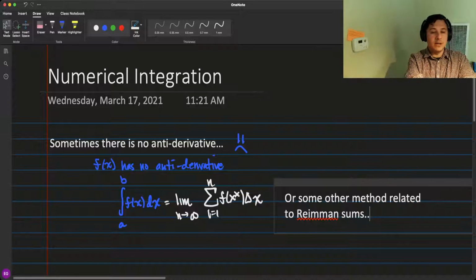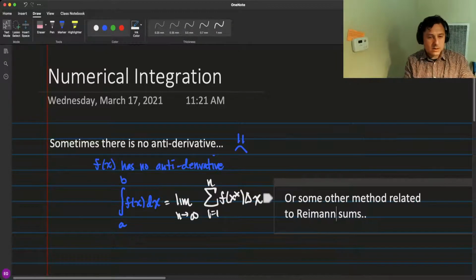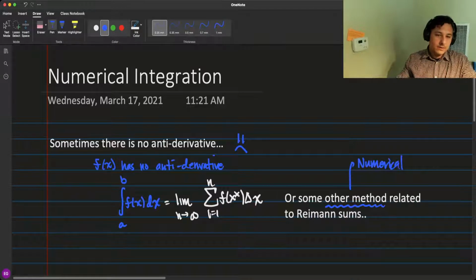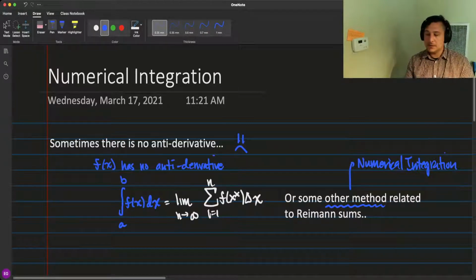Okay, and that's what we're going to learn about in this section. Emphasis on the other method. These other methods, we call them numerical integration. There are whole classes about this.